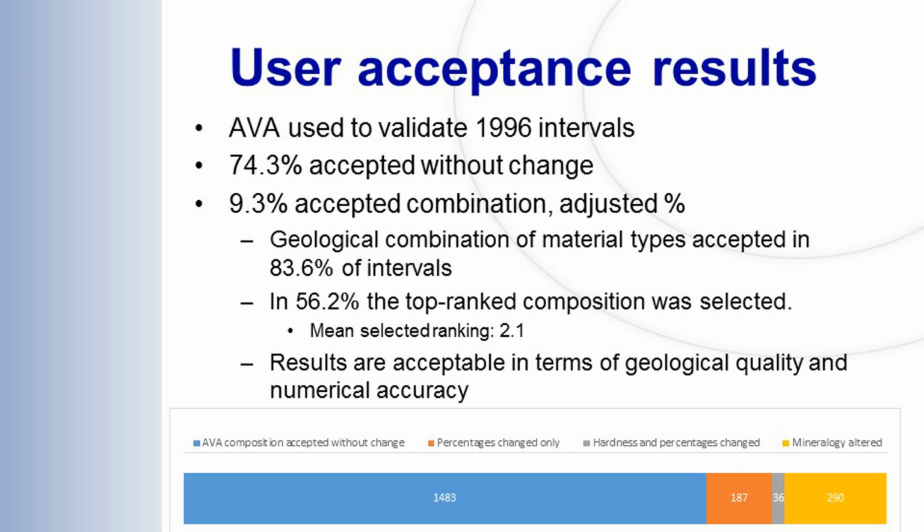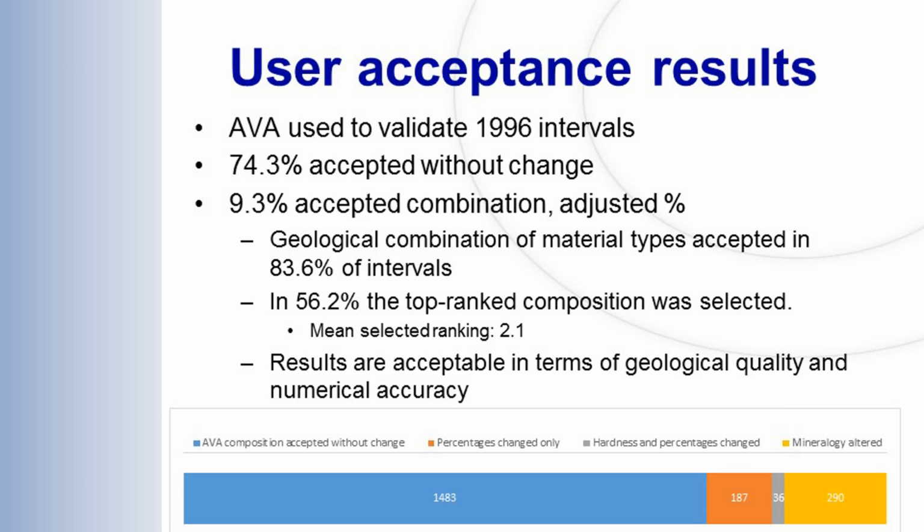In terms of the answers that they chose out of the top 10, 56% of the time they chose the top-ranked solution, and on average it was the 2.1th ranked solution. Don't know how you'd actually say that, but I'll go with that. But yeah, we were pretty happy with these results in terms of the geological set of material types that were chosen, and the numerical accuracy was also acceptable to the users.